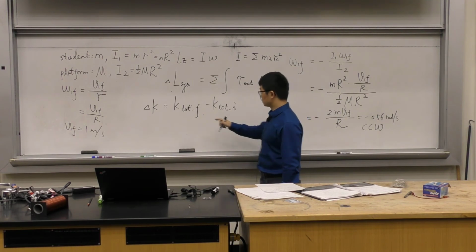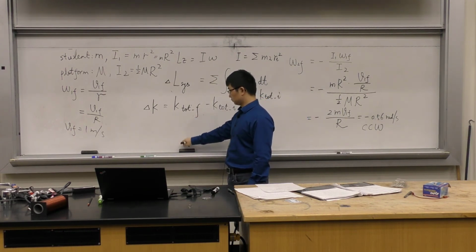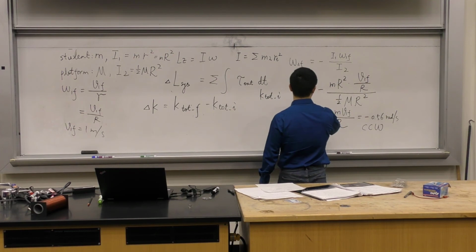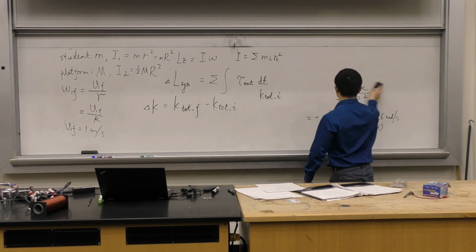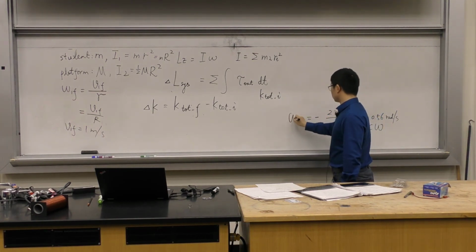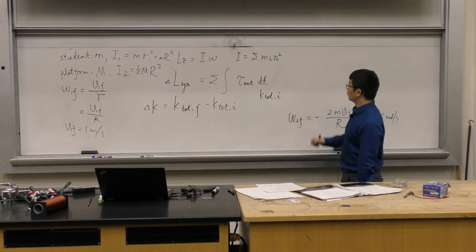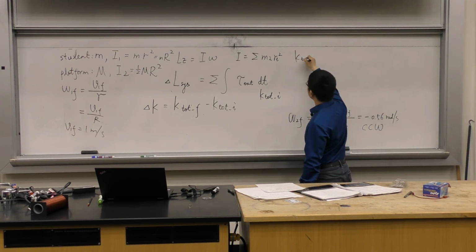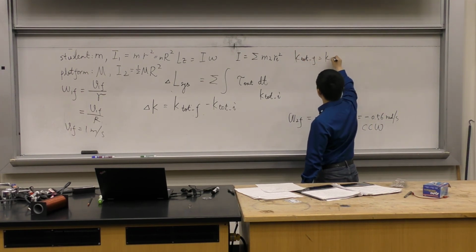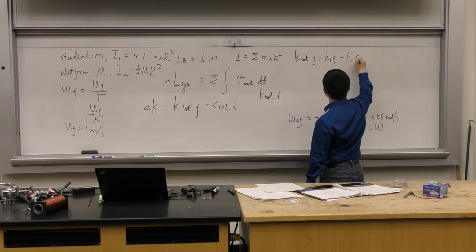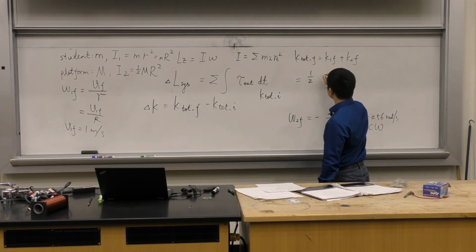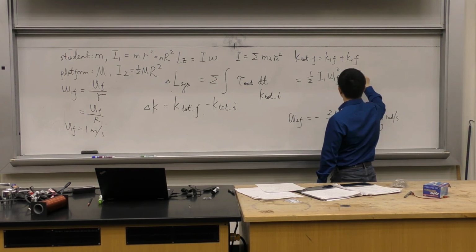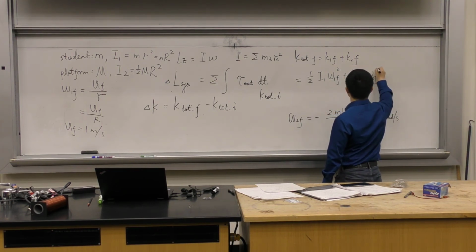So all you need to do is just calculate the total kinetic energy final. And how do I calculate the total kinetic energy final? Well, this is omega 2f. Okay? So I would just do K1 final plus K2 final. Right? So both of them are rotating. So you would just do 1 half I1 omega 1 final squared plus 1 half I2 omega 2f squared.